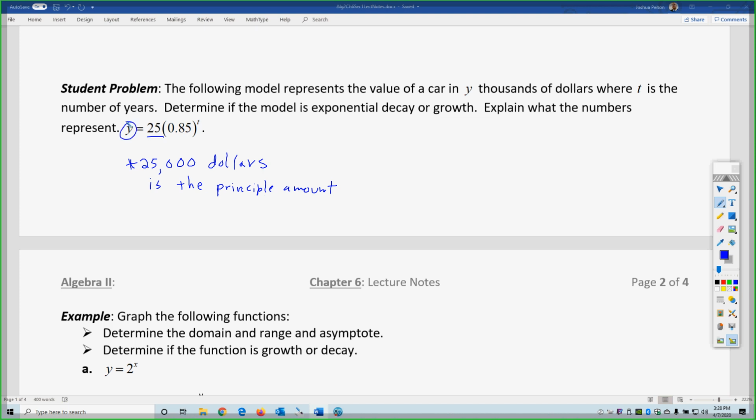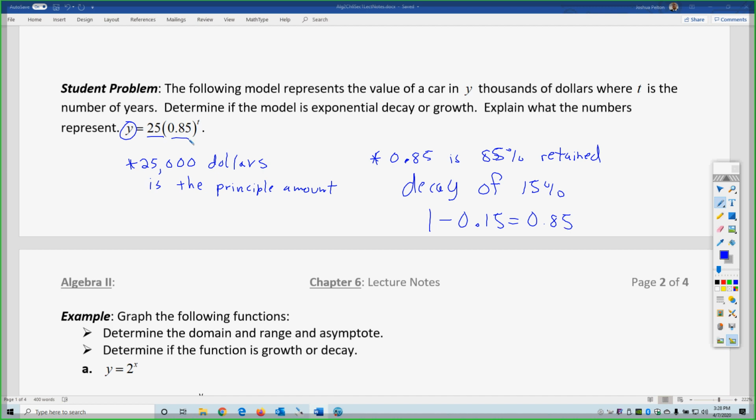The final amount is what the y is, the outcome. And then the 0.85 is the 85% retained. So an equation doesn't tell you what you don't have, it tells you what you do have. So if you only retained 85%, this is a decay of 15%, because you had to have done 1 minus 0.15 to get the 0.85, right? So if you lose 15%, you retained 85%. So this is a decay problem, right? So also that number is less than 1. If you multiply by a number less than 1, you're going to have decay.